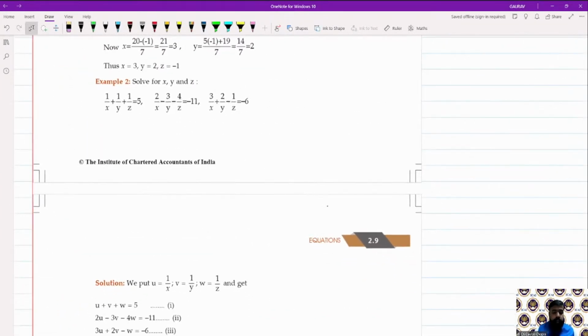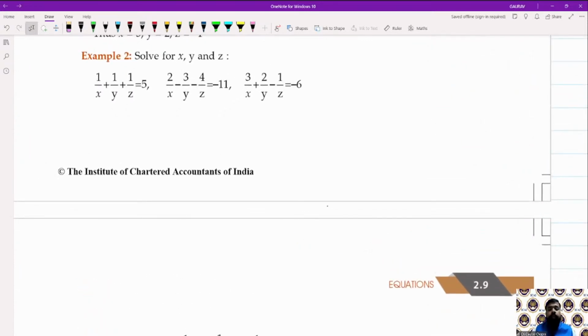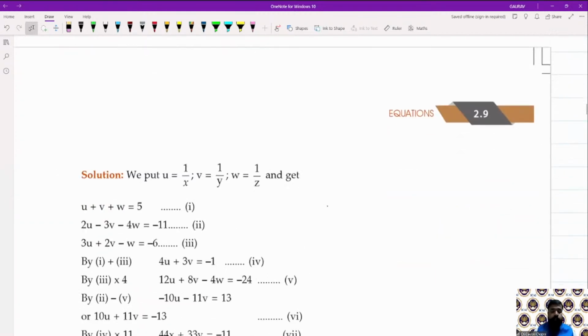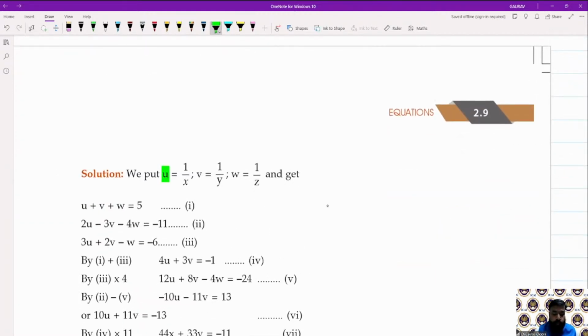Then again, if we see example number 2. Now all the variables are given in fraction. 1 by x plus 1 by y plus 1 by z is equal to 5. Since all of them are in fractions, it is very difficult to solve. So to make it easy, we can assume let 1 by x is equal to u. Then 1 by y is equal to v and 1 by z is equal to w. Now, after doing this, the equation will be simplified.